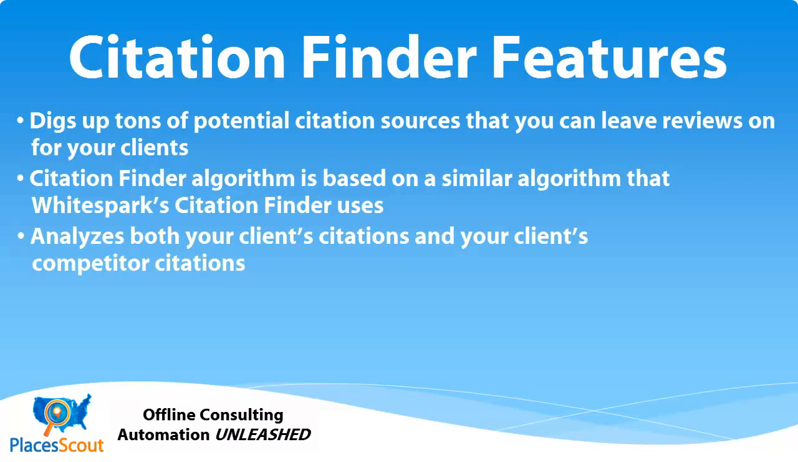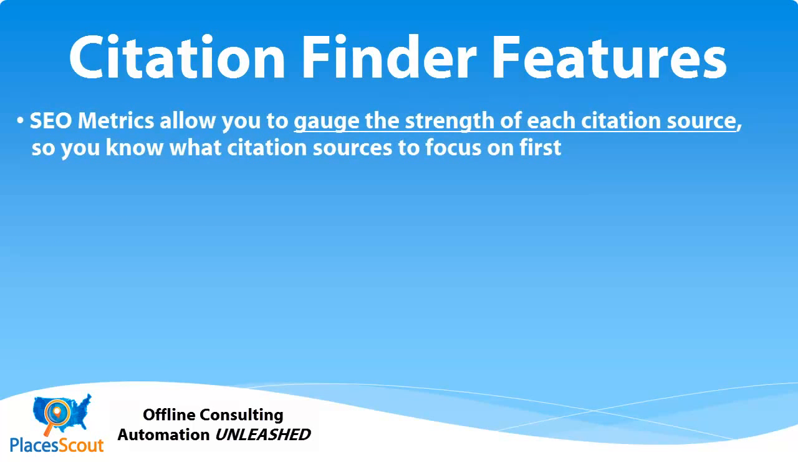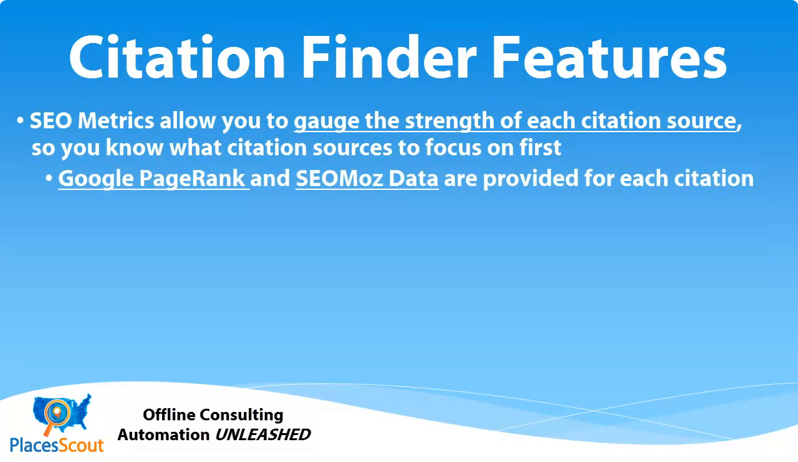This allows you to compare your client's citations in relation to their competitors and see where the competition has all the citations. So you can view that data and see where you need to leave citations to get ahead of your competitors. Next, the Citation Finder provides SEO metrics for each of the citation sources found, and these will help you gauge the strength of each citation source so you know what sources to focus on first. This provides the Google PageRank and the SEO Moz competition data for each citation source, so you can have a look at that data in gauging the strength of each citation source.